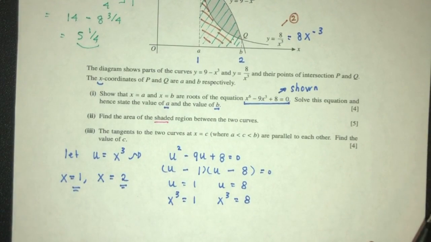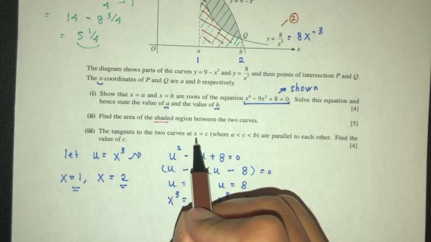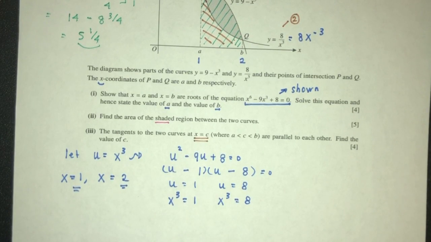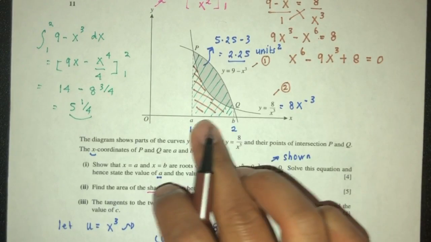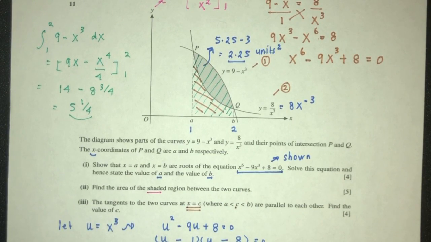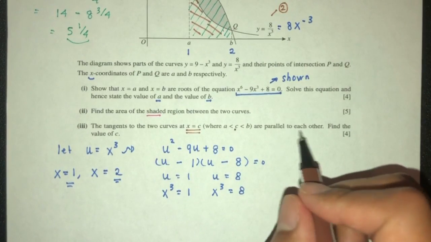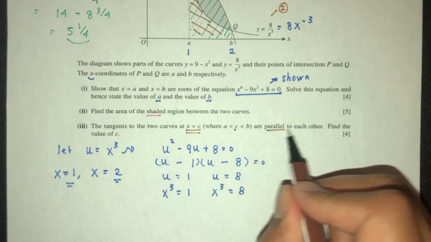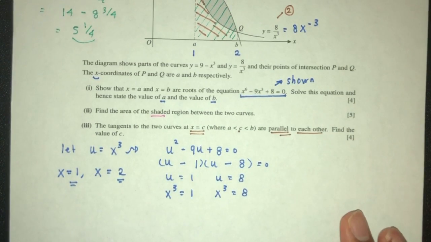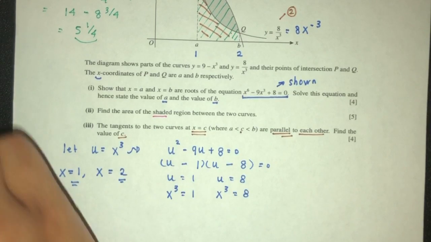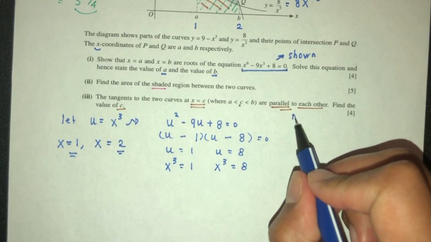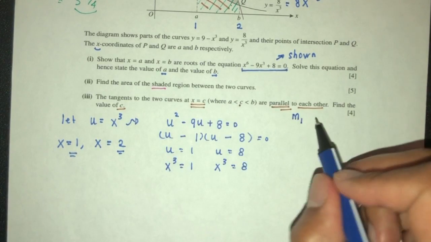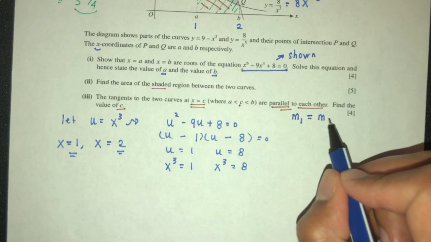Now part 3, the tangents to the curve at C. So the tangents to the two curves at x equal to C, which is between the value of a and b, somewhere over here, we will have a tangent to the two curves. They are in the same direction, right? So here we have to find the value of C. So now we understand that if they are in the same direction, it means the gradient of one tangent will be the same as the gradient of the other tangent.